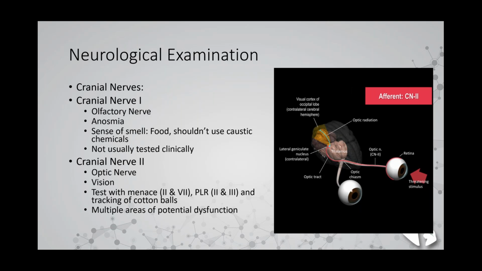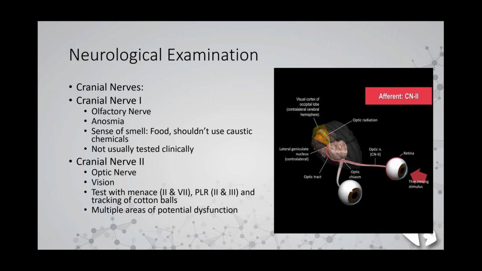The next one is an important one. We have cranial nerve 2. So this is our optic nerve that carries our vision. Generally, we're going to test this by performing a menace response, remembering that that is a response, not an inherent reflex. So young puppies don't generally have this until they get a little bit older, and sometimes cats won't do it even at any age. And also testing PLRs and tracking of cotton balls if you're throwing them in the room.